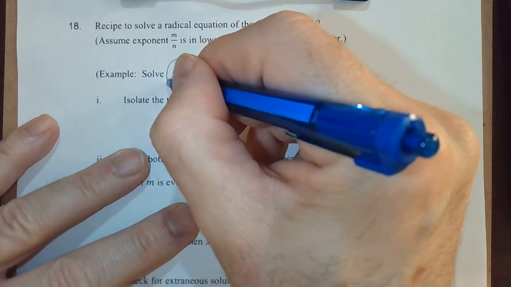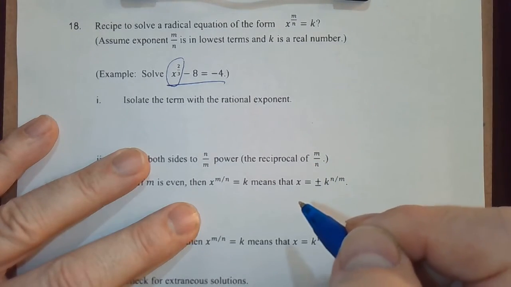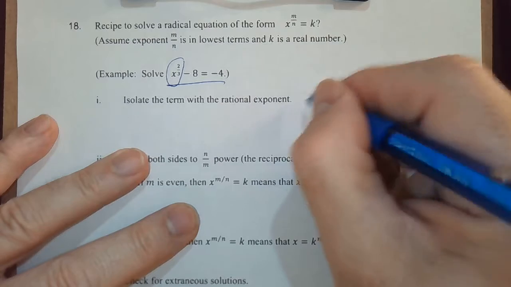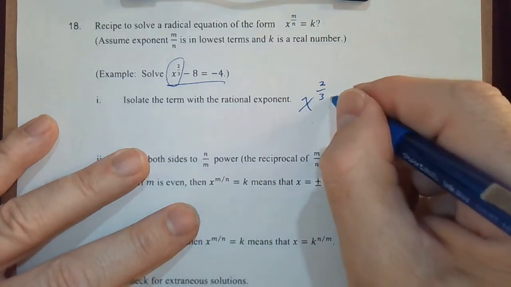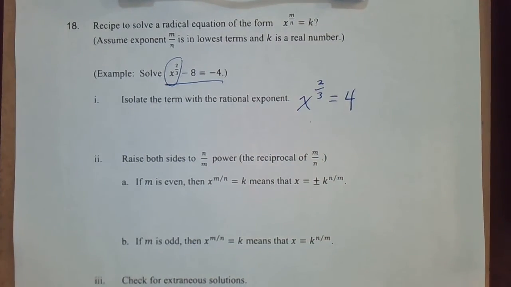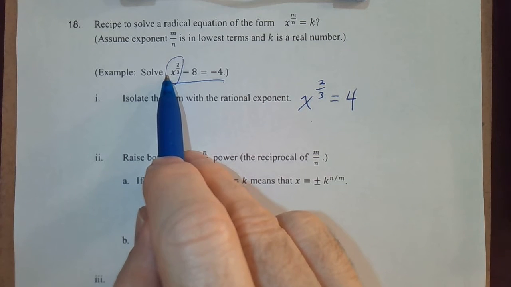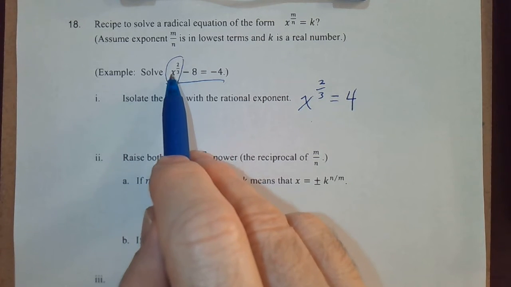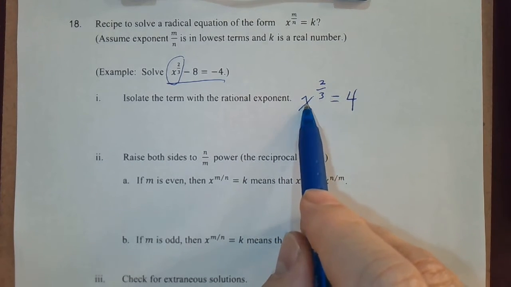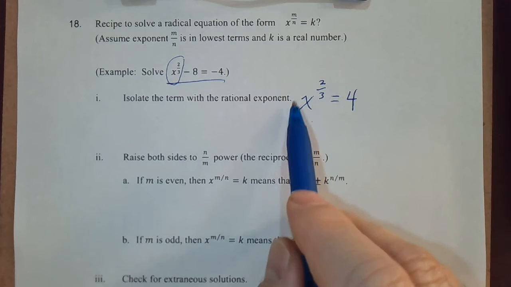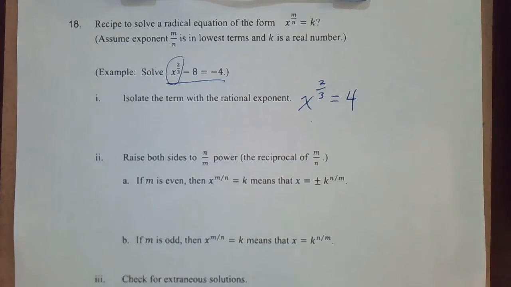For us, I want to get this all by itself on one side. So let's just add 8 to both sides. If I add 8, I'm going to get x to the 2/3 equals 4. That was easy. If there were a coefficient in front of this, like say 3 times x to the 2/3, I'd have to divide both sides by 3. I need what's being raised to the 2/3 exponent to be all by itself, and a coefficient of 3 in front of it is not being raised to the exponent.